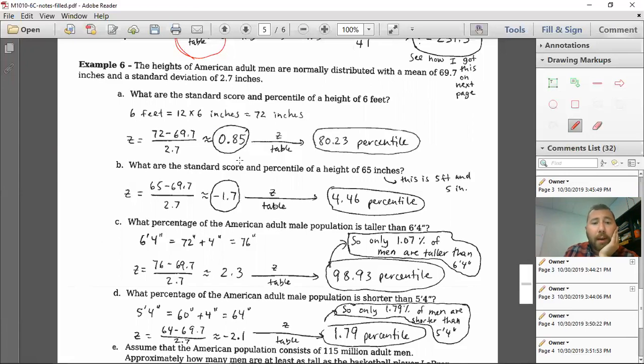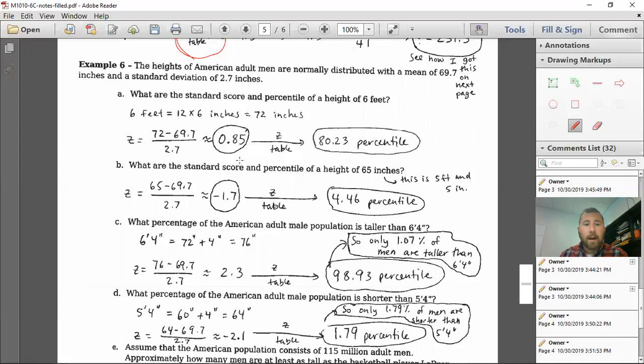Okay, so in part B, now what's the standard score and percentile of 65 inches? So now we're working with something less than our mean. We get a negative z-score, and we figure out that we're talking about close to the 4.5 percentile, which means that only about 4.5% of men are 5'5" or shorter.